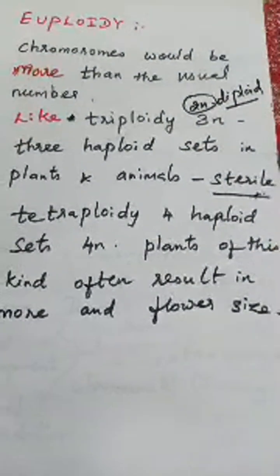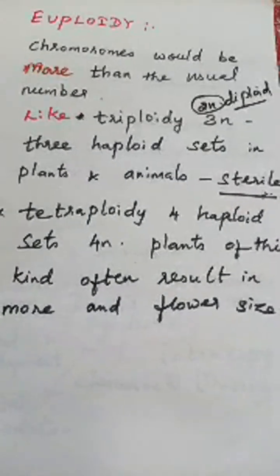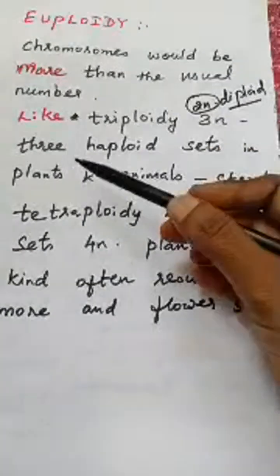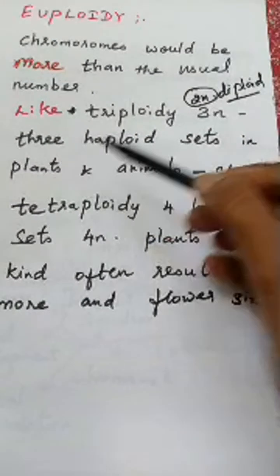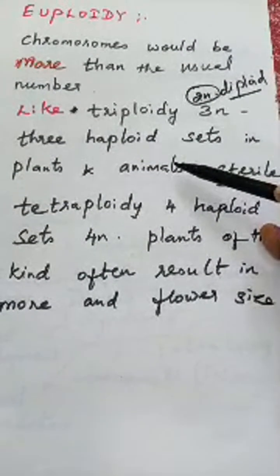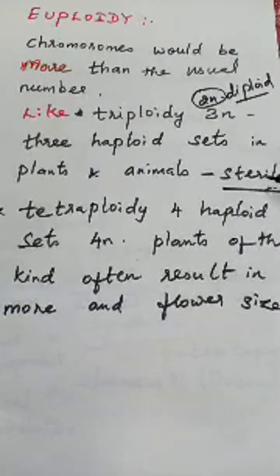So this is what sterile is. There will not be any production of plants. New plants will not be produced, and the animals will not reproduce. That is known as sterile.